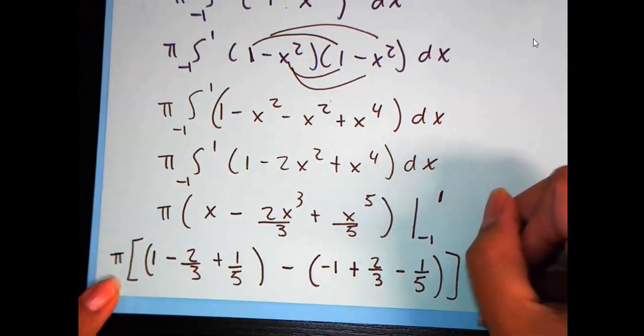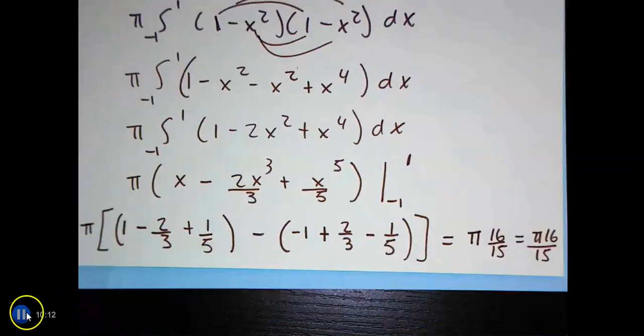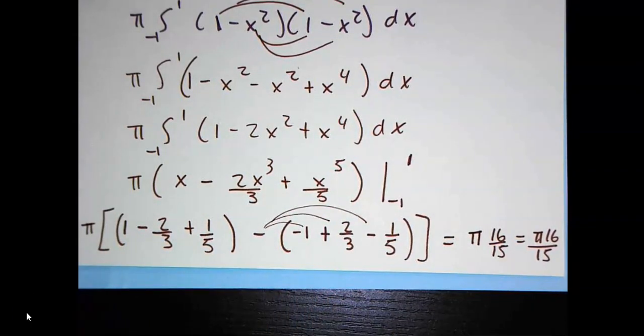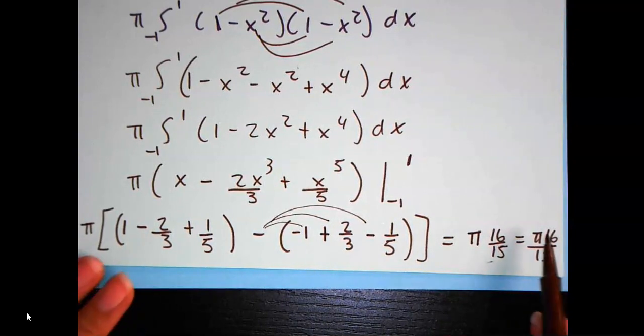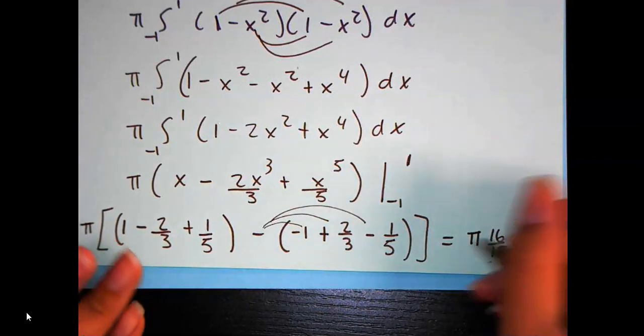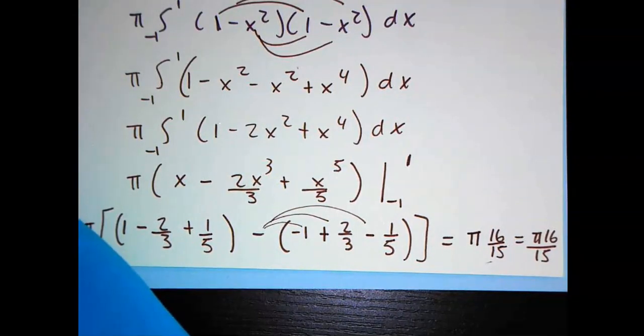Okay, we need to simplify this. To simplify this, remember that we distribute the negative, and we have to have common denominators. You can also use your calculator, and this simplifies to pi times 16 over 15, or pi 16 over 15. As long as you have a pi, it can be multiplying in the front, or it can be in the numerator. Okay, so let's go to example number 3.